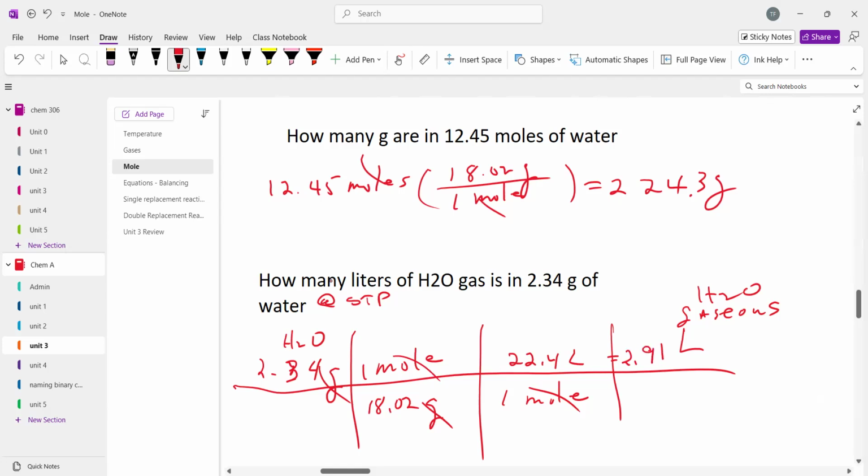So the 2.34 grams converts at STP to 2.91 liters of gaseous water. Now, water is not a gas at 0 degrees centigrade. It's actually a solid, but the only way we can convert gaseous is with standard temperature and conditions. So we're going to play like water is a gas at 0 degrees. Okay, does this problem make sense? This is real reminiscent of Unit 1 stuff.